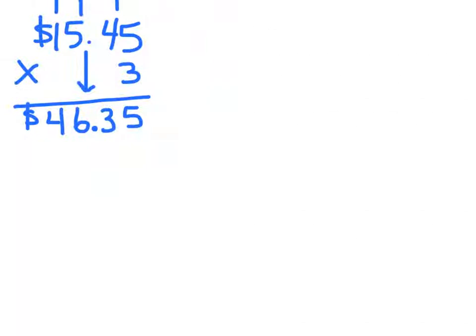The other way to work with the decimal point here, if you're worried about dropping it down not being quite the right answer, we can also count the number of digits behind the decimal point. So in 15.45 and 3, we have 2 digits that are after the decimal point. So we go down to our product, we go all the way to the right, and then we would count back that number of digits, 1, 2, and our decimal place would go there.